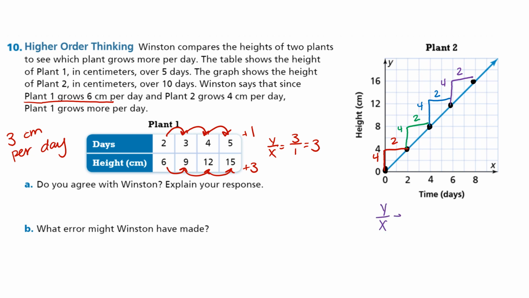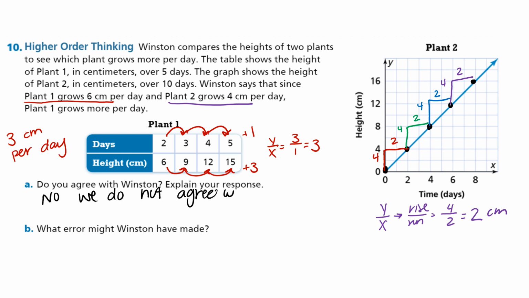Our fraction y over x, rise over run, would be 4 divided by 2. And 4 divided by 2 is 2 centimeters. So plant 2 grows 2 centimeters per day, not 4. So no, we do not agree with Winston. Even though technically he was correct, plant 1 grows more. Plant 1 is growing 3 and plant 2 is growing 2. So plant 1 does grow more. His answers were incorrect.